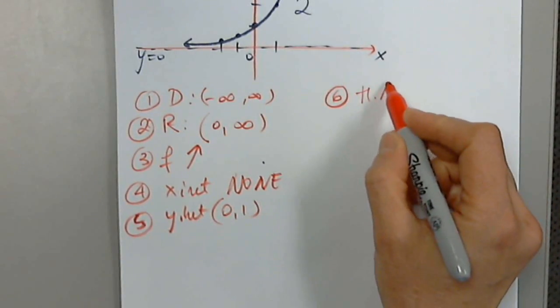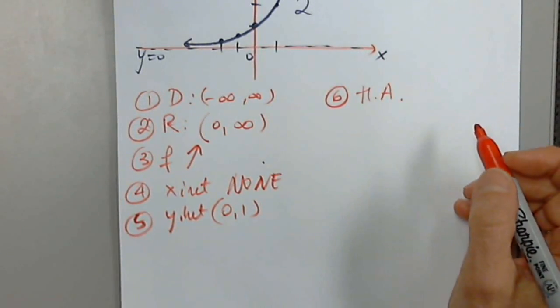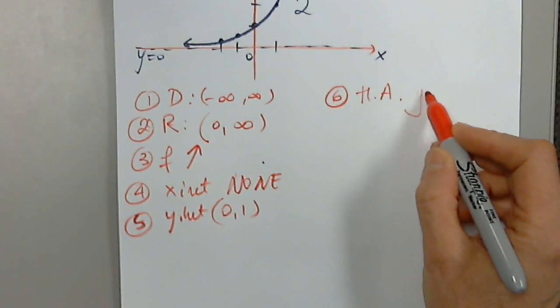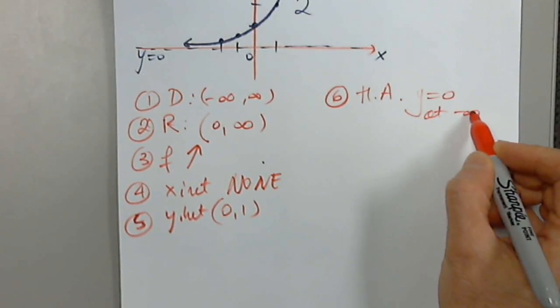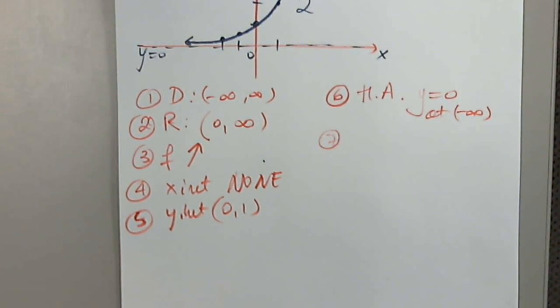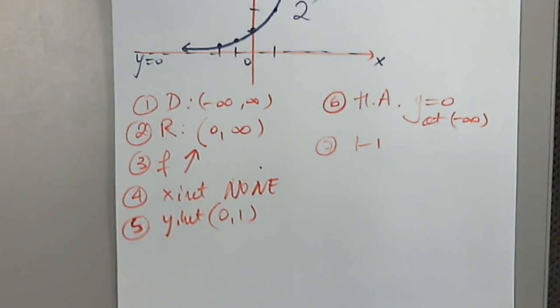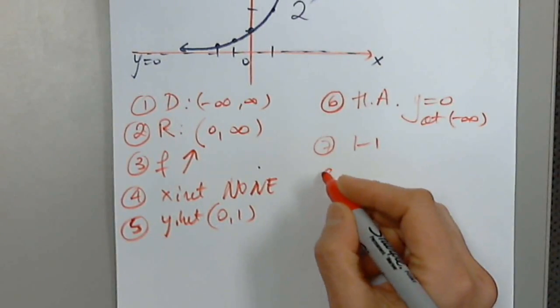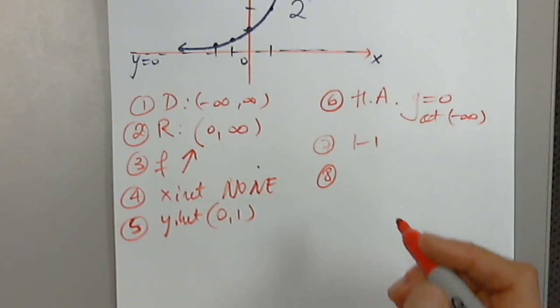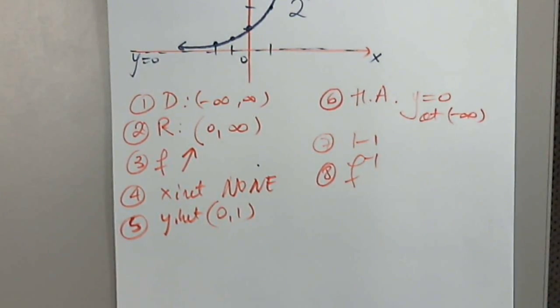Okay, 6. Horizontal asymptote. Y equals 0 at negative infinity. Good. 7. Is it 1-to-1? Yeah, by the horizontal line test. Good. 8. Does it have an inverse? Yeah, of course. If it's 1-to-1, it has an inverse.